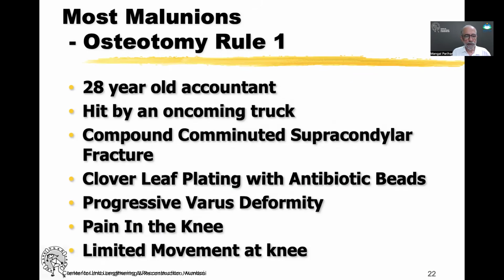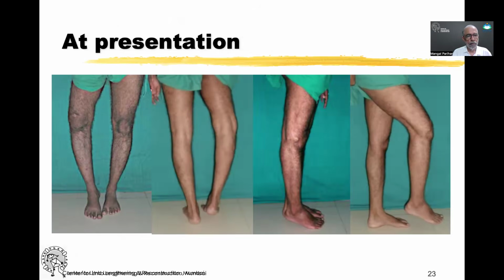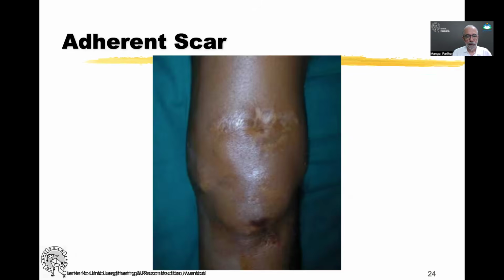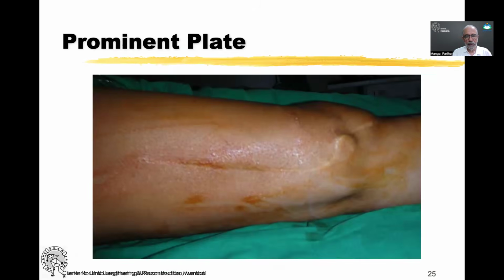So here's another patient who had a cloverleaf plating following a fracture. And because this was not a locked plate, he had a progressive varus deformity. Came to us with pain in the knee, and this is what he was at presentation. So there was an adherent scar over there, and you can see the prominence of the distal portion of the plate.